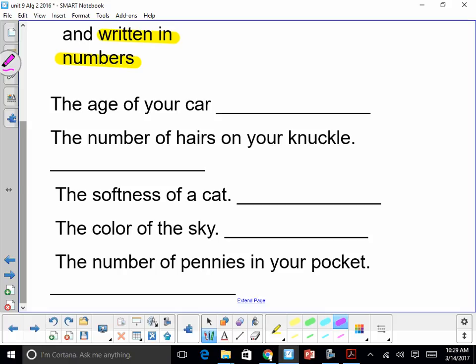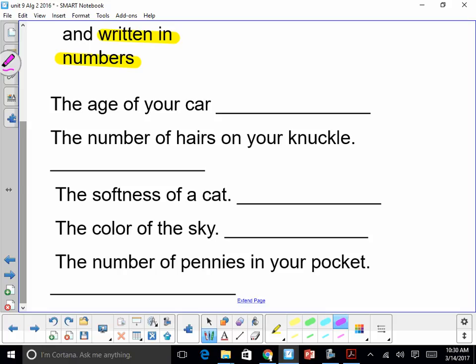All right, let's get some answers. Let's see, 4 tables. Table 1, age of your car will answer that. Table 2, we'll do the number of hairs on the knuckles. Number 3, hopefully you get lucky. Number 3, you get the softest cat. You didn't get lucky. I don't think the table cares as much. Number 3, the cat question. Number 4, the color of the sky, and we'll throw out 5.